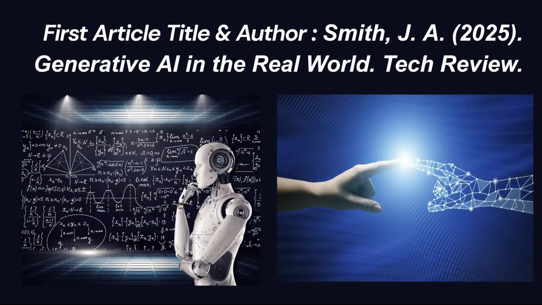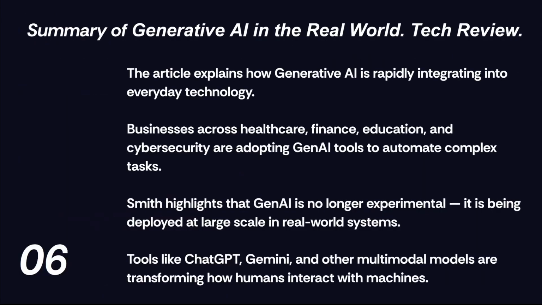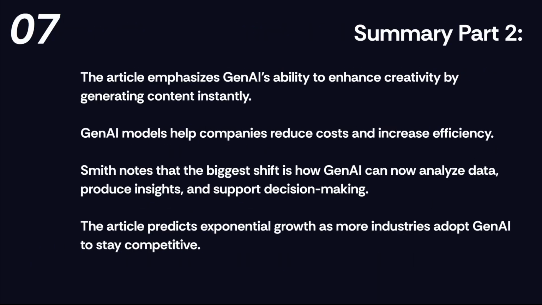First article: Generative AI in the Real World, Tech Review by J.A. Smith. The article talks about how generative AI is rapidly integrating into everyday life, whether it's healthcare, finance, education, cybersecurity, or just literally living, like wondering what you should do with your dog. Tools like ChatGPT, Gemini, and other models are literally transforming how people live.